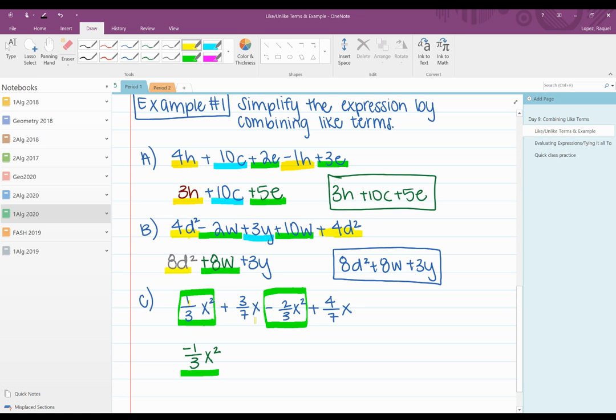Now the other term that I see is positive 3/7 x plus 4/7 x. Those also have the same denominator, so I can focus on the numerator. 3 plus 4 is 7. So I've got plus 7 over 7x. And oh, I can simplify that. 7 divided by 7 is really just 1. So my final answer is -1/3 x squared plus 1x. Or you can just leave it as -1/3 x squared plus x. If you don't write the 1 down, that's okay. And that's how we simplify like terms.